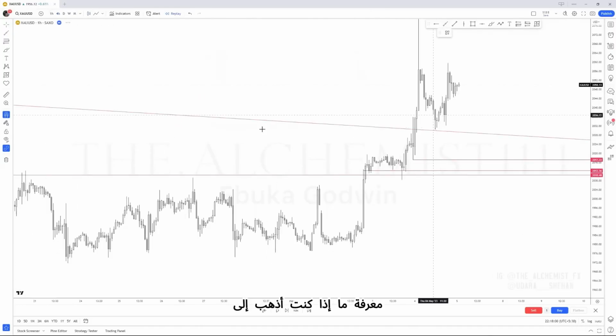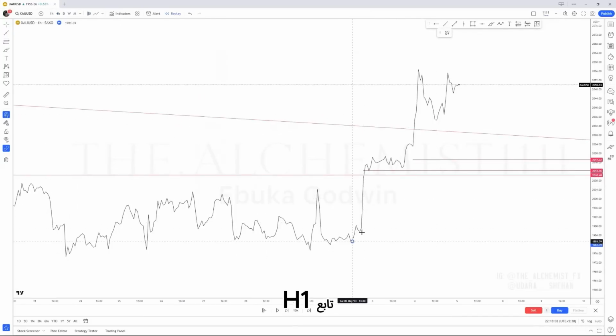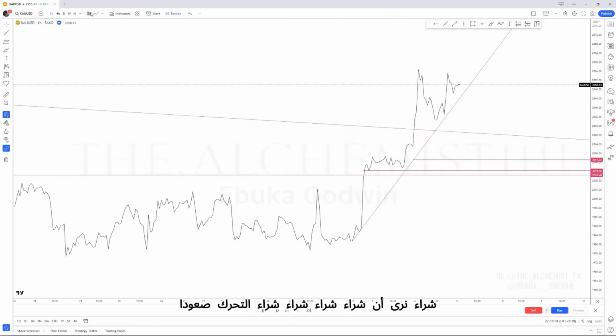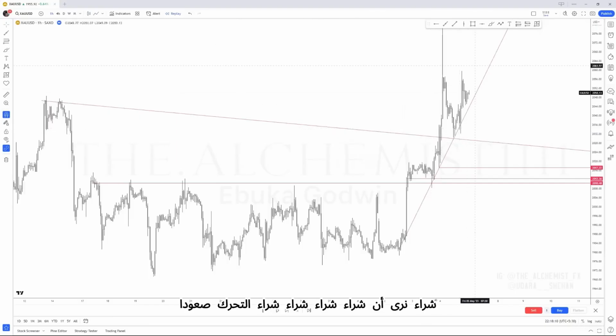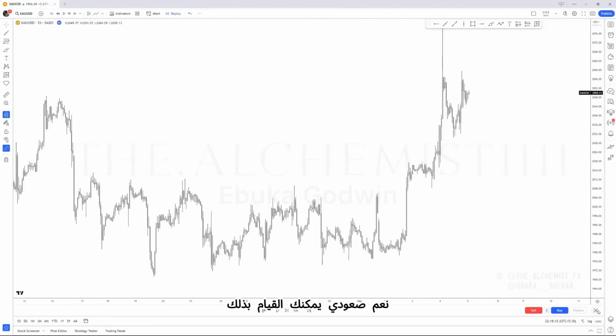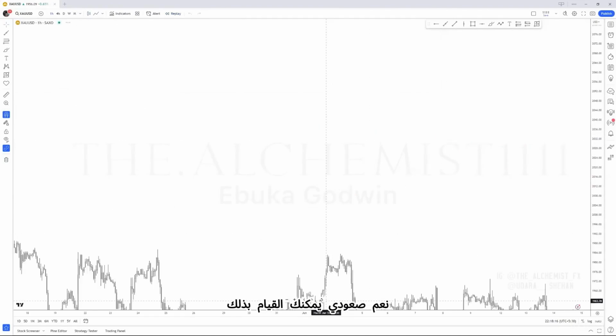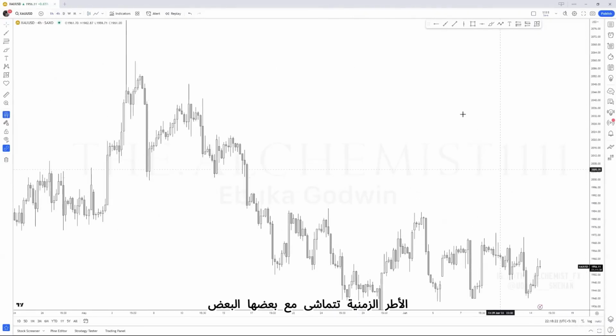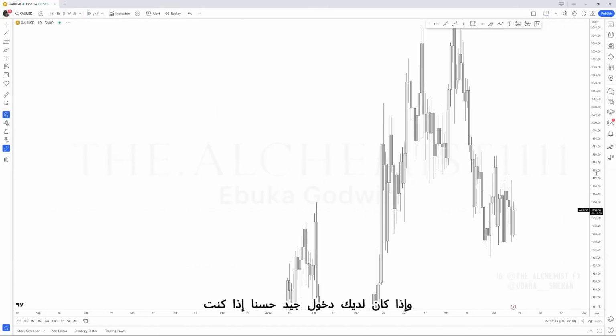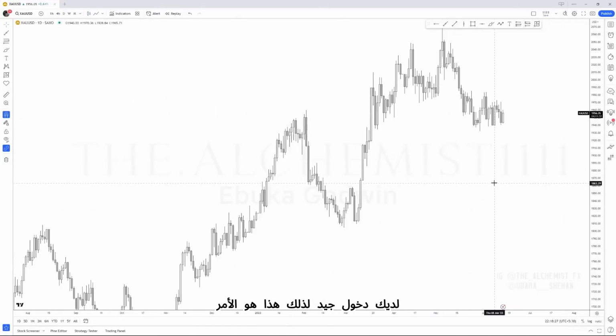If I go to H1, continue buying. See that? Buy, buy, buy, buy, moving up. Can you see that? So when all time frames turn bullish, you can make so much money. You can make a huge amount of money if all the time frames are in line with each other, and if you have a good entry. So this is it about storylines.